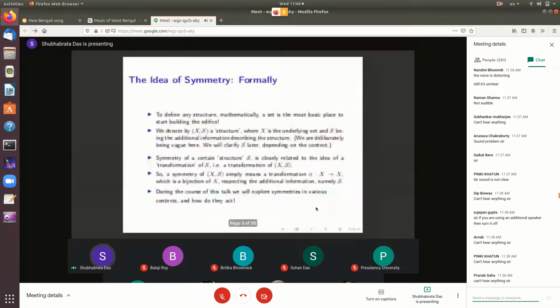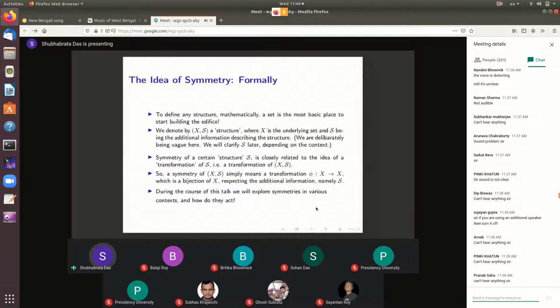So, if we are to capture symmetry in any formal way, especially mathematical way, then the first place we have to start with is a set and transformations on the set. So what we will work with is a set X, which will be the basic object, and on that we will be adding various different structures, depending on different contexts.